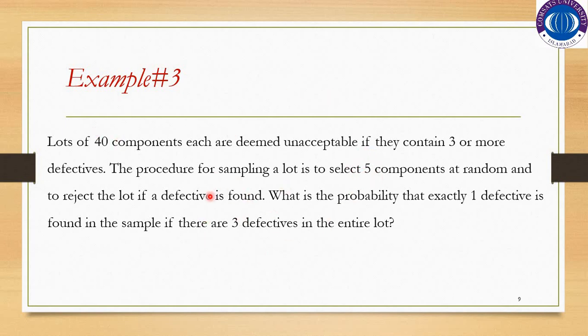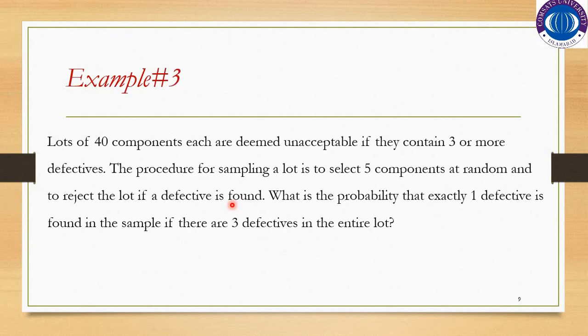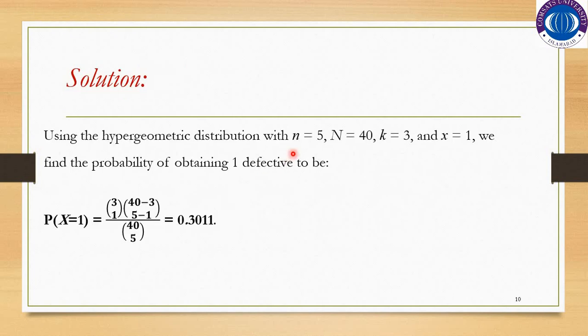This is the case of acceptance sampling. Example 2 and example 3 are basically cases of acceptance sampling, where we will accept or reject a particular lot. So here is the solution. As you know from the previous example, this is the case of the hypergeometric distribution. So small n is equal to 5, capital N is equal to 40, k is equal to 3, as there are exactly 3 defectives in the lot, and they are asking us to find the probability that there is exactly 1 defective in the sample.